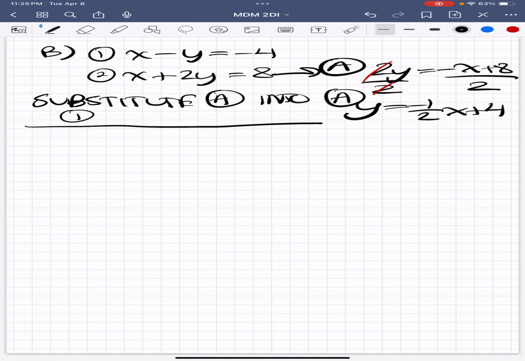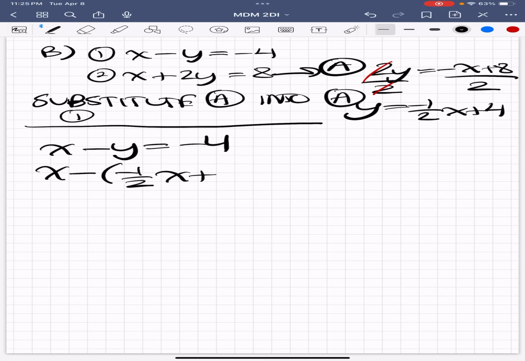Alright, so we're going to substitute our isolated variable, because we isolated the variable in equation 2, and we have our isolated equation for the variable of y. We're going to substitute that into equation 1, and that's written there. So we have x minus y equals negative 4, x minus (negative 1/2 x plus 4) equals negative 4.